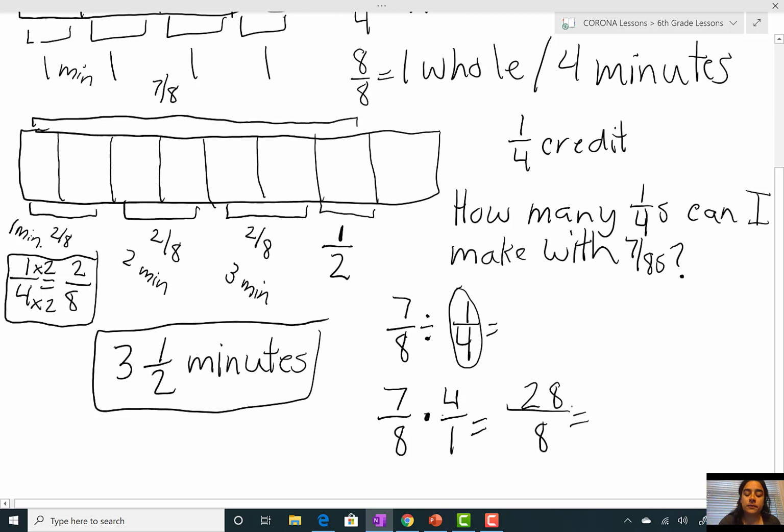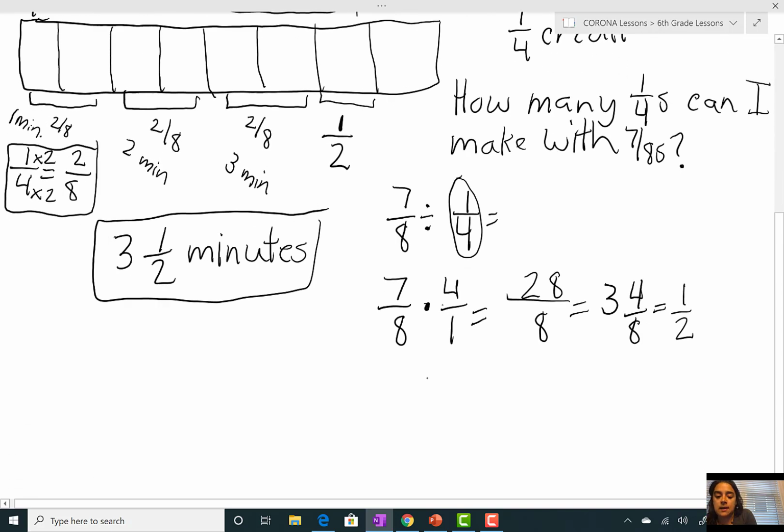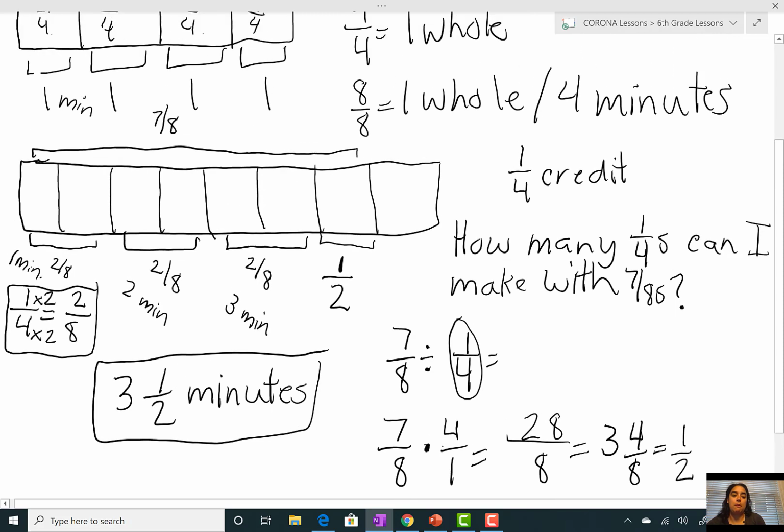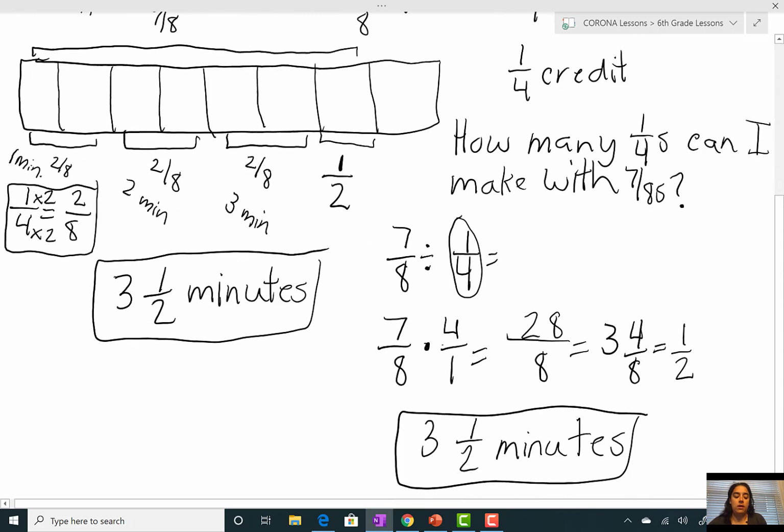Now I'm going to roll my numbers to see how many wholes I have. 8, 16, 24. So I have 3. And then I have 24, 4 more to get to 28. So 4/8 left over. 4/8 is the same as 1/2. So either way I do it, I can see that she is able to play this game for 3.5 minutes. Either by doing it with the model or by doing it with the algorithm.